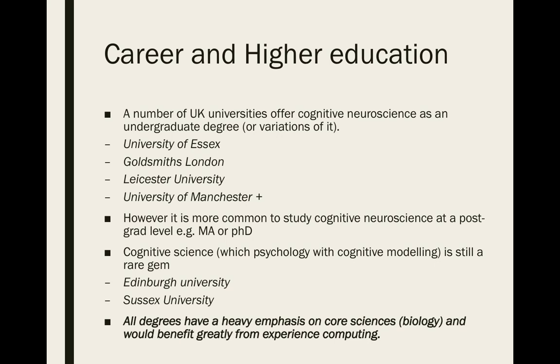And finally, careers in cognitive psychology. A number of UK universities offer cognitive neuroscience. Here are the main ones. It's more common to study actually as an MA or PhD. Cognitive science is a rare gem. Edinburgh and Sussex offer it. It's the best course. The university I went to no longer provides it. It's too exclusive, if anything. All degrees have a heavy emphasis on core sciences, and you benefit from computer experience.